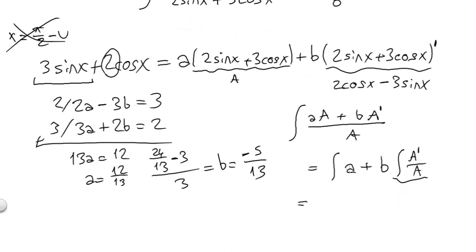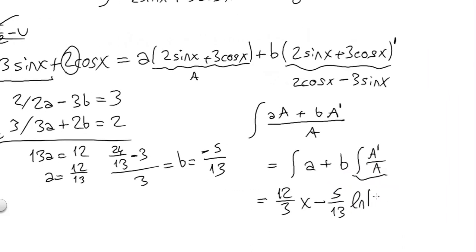So it will be a times x, where a is 12 over 13. And from this part, I will get b times ln A, so I can just make it minus 5 over 13 times ln of A, which is 2 sine x plus 3 cosine x. And I need the absolute value for ln because it's not defined for non-positive numbers. So it will be the absolute value of 2 sine x plus 3 cosine x. And this is our answer, plus a capital C.